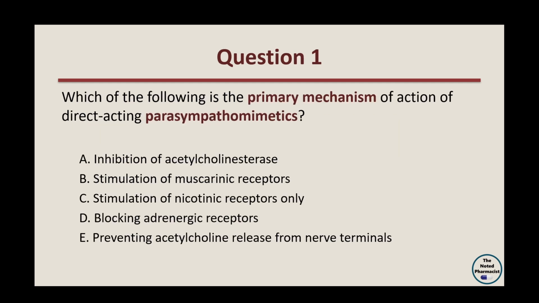Question 1. Which of the following is the primary mechanism of action of direct-acting parasympathomimetics? Option A, inhibition of acetylcholinesterase. Option B, stimulation of muscarinic receptors. Option C, stimulation of nicotinic receptors only. Option D, blocking adrenergic receptors. Option E, preventing acetylcholine release from nerve terminals.